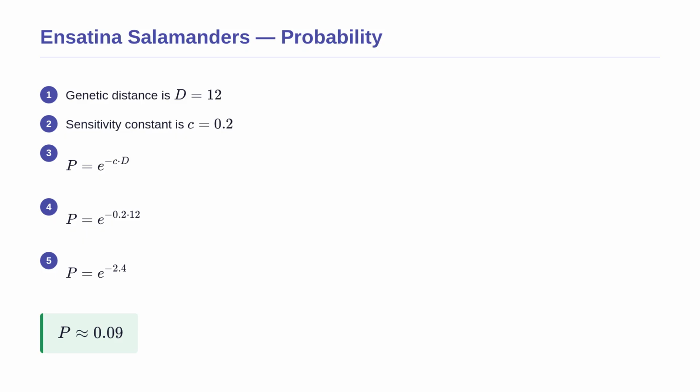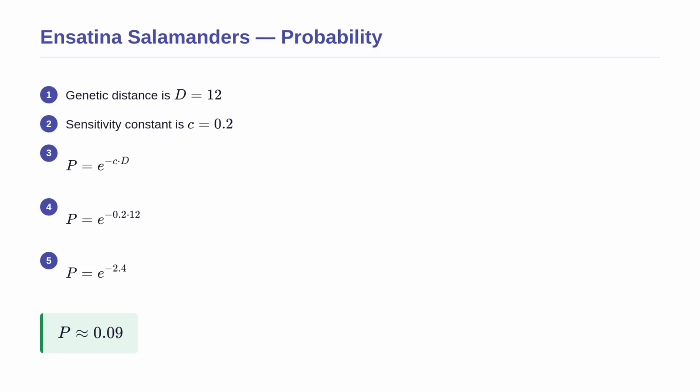Let us continue our Ensatina salamander example using this new probability formula. We want to determine if a genetic distance of 12 is enough to prevent interbreeding. We are given a sensitivity constant of 0.2. We substitute this constant into the exponent, and we also plug in our newly calculated genetic distance of 12. Multiplying these gives us an exponent of -2.4.